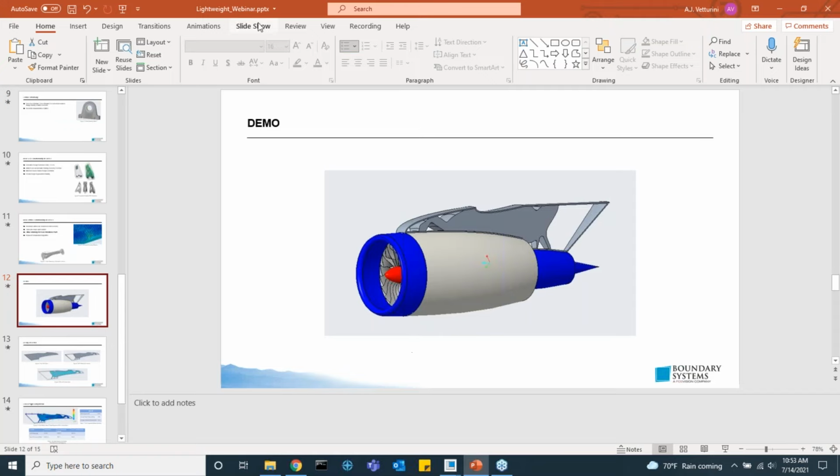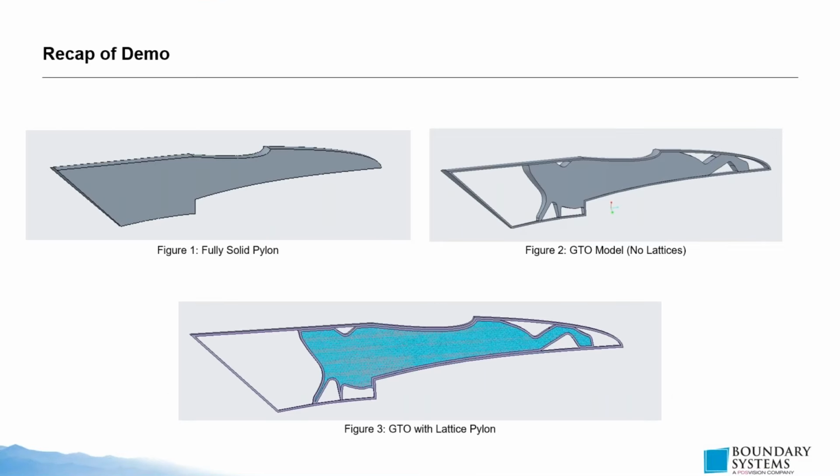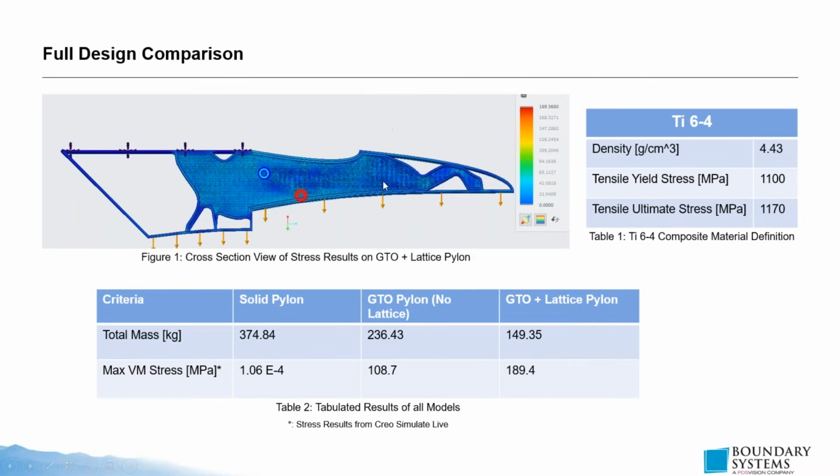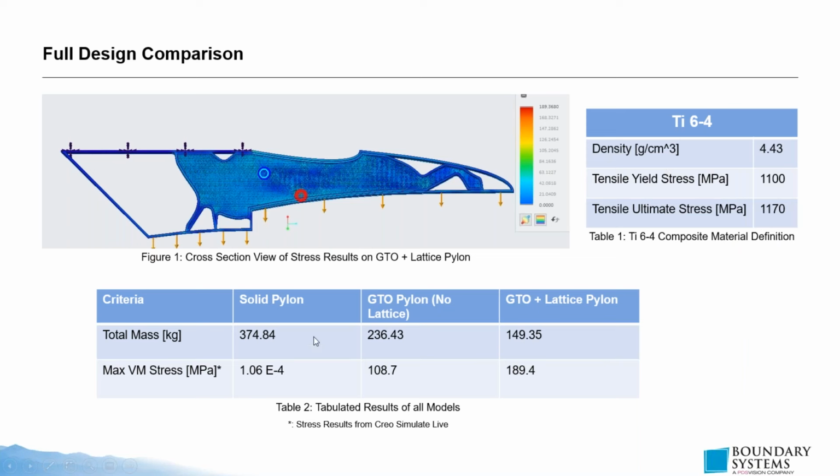And so if I come into my slideshow, we can see that we have these 3 specific pylons that we're considering, right? We have the fully solid one, the just GTO, and the GTO with lattices. And if we compare the results, what we're really caring about here is this bottom table. Up on the top is the material I used. We could see that we drastically reduced the mass from iteration to iteration. And although we increase the stress, again, we're well below the yield of this material.